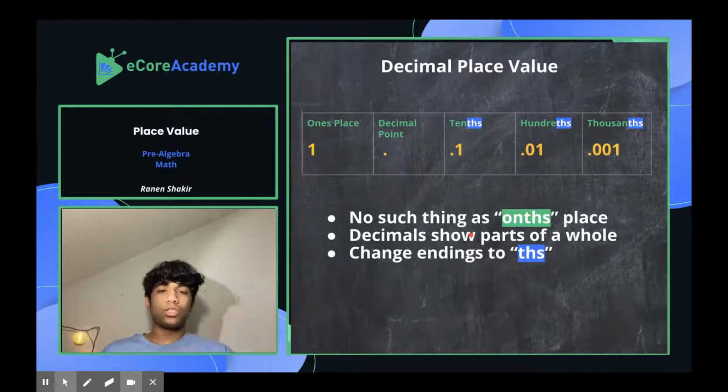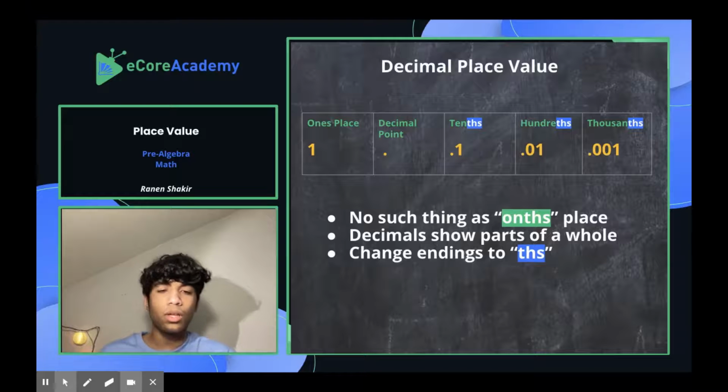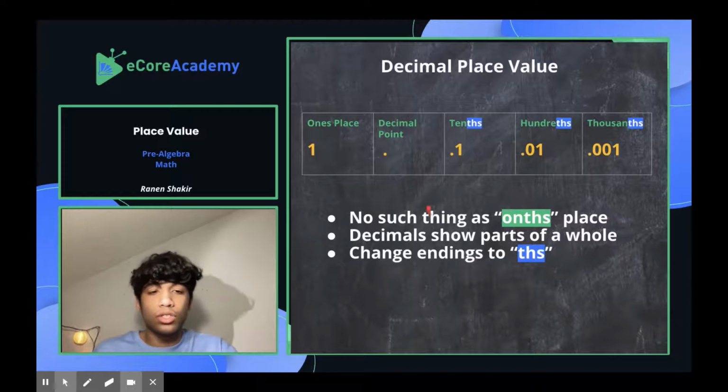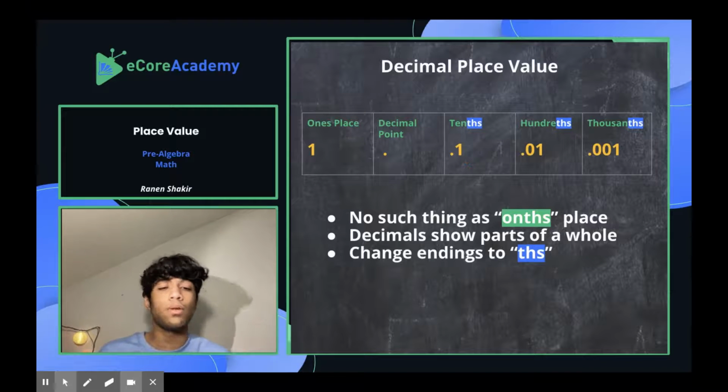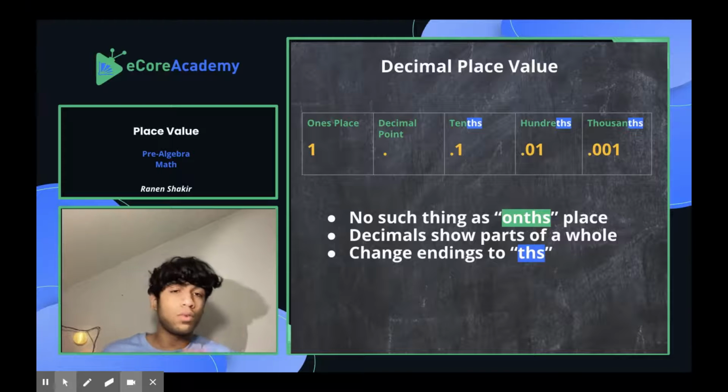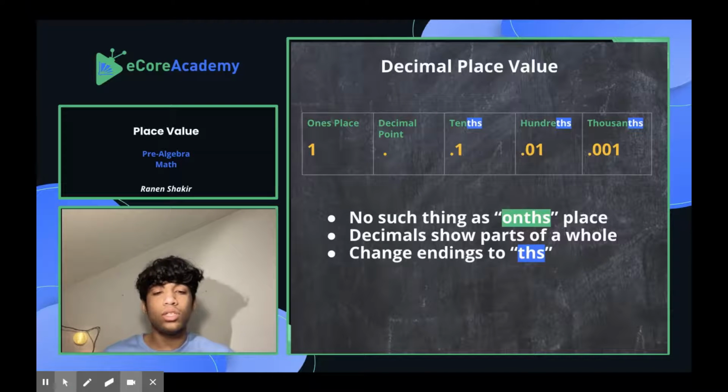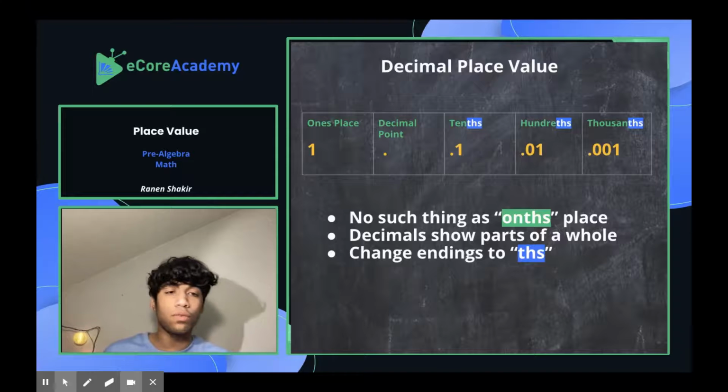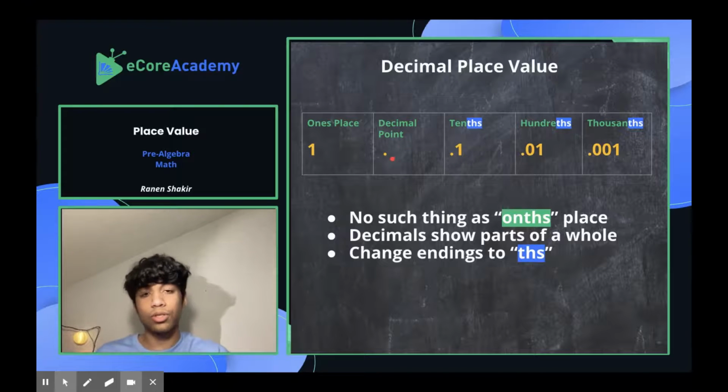This is just a quick look at decimal place value. I'm going to talk about this a lot more when we get to our decimal unit, because we're going to work with decimals the entire way through that unit. But some quick facts here. There's no such thing as a ones place. You always start on the tenths place, the first place value right of the decimal point, which is the first decimal place value. Decimals show part of a whole, not a full whole, and the endings change to -ths instead of ones, tens, hundreds, thousands. So you have tenths, hundredths, thousandths. And once again, these are infinite, they go on forever, and these numbers are right of the decimal point.